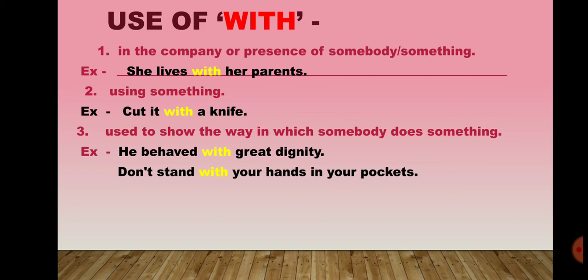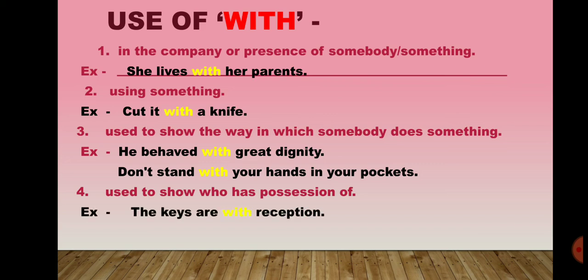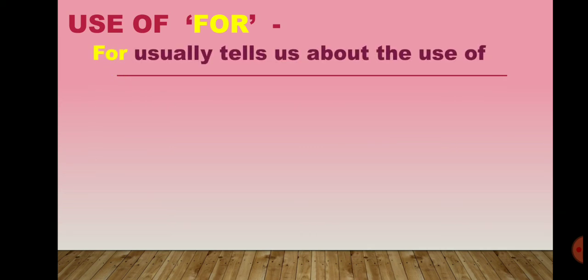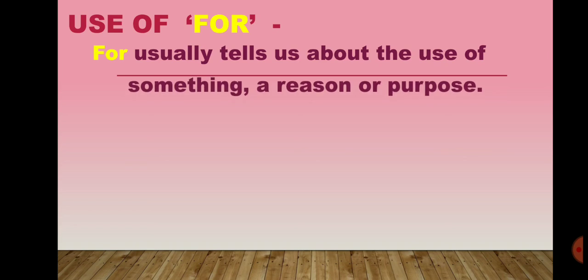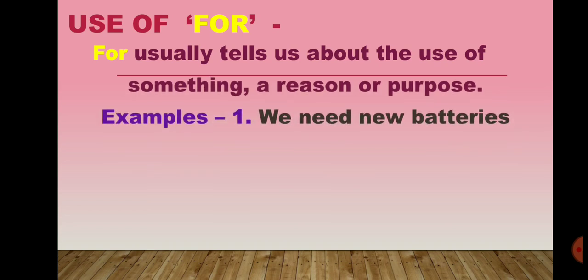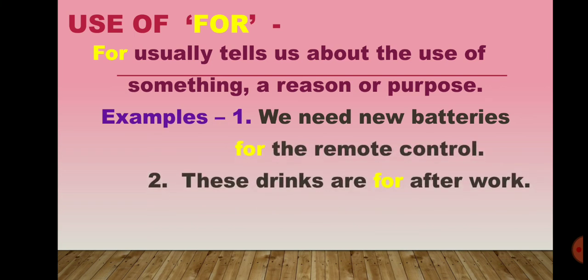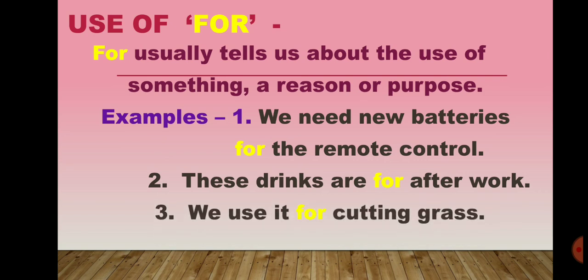Don't stand with your hands in your pockets. We use with to show who has possession of something. Example, the keys are with reception. Leave it with me. Next is use of for. For usually tells us about the use of something, a reason or purpose. Example, we need new batteries for the remote control. These drinks are for after work. We use it for cutting grass.